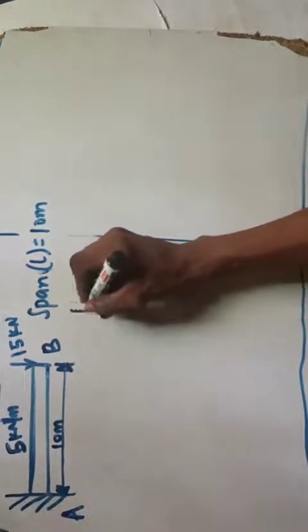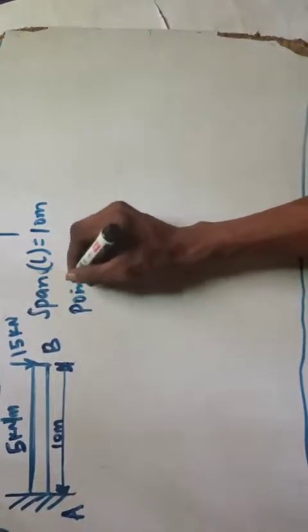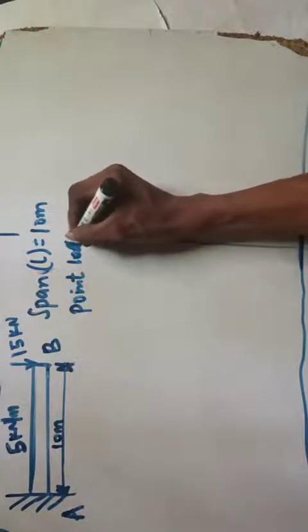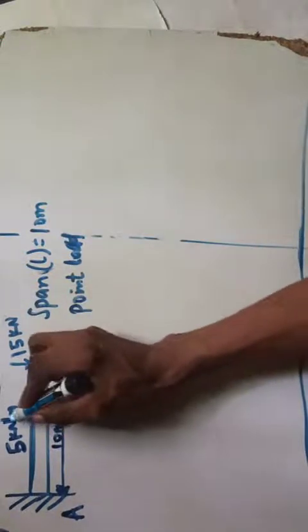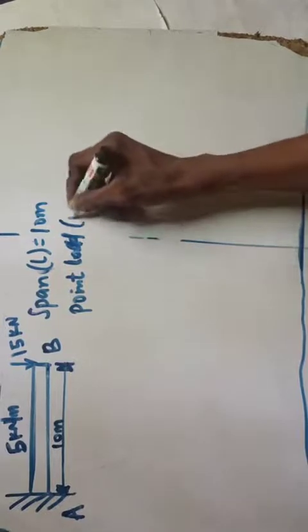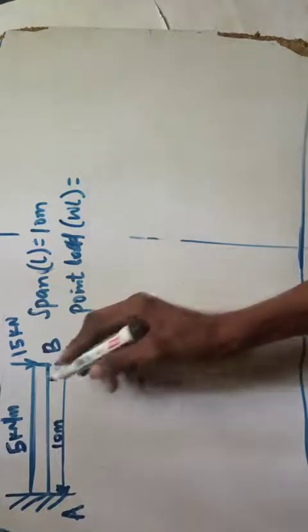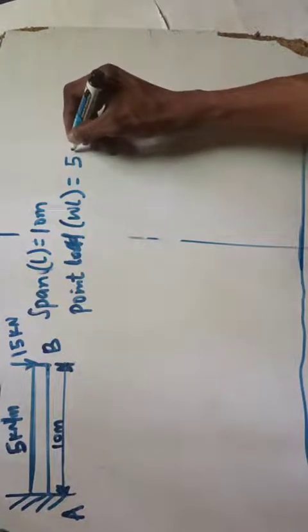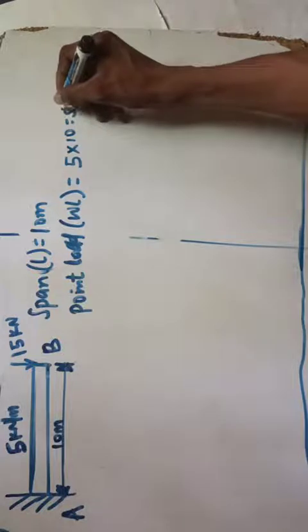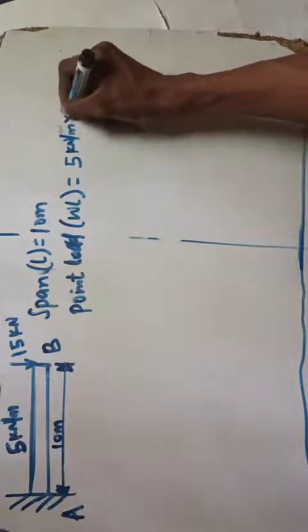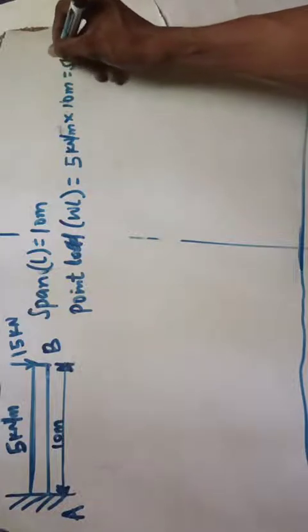Okay. So what is your point load? You should know that you're given 5 kilonewton per meter. It signifies the point load. So the question is to draw the shear force diagram and bending moment diagram. So the point load here was your WL, right? And your WL is what? 5 times 10, that'll be 50, right? That is 5 kilonewton per meter times 10 meter, 50 kilonewton.